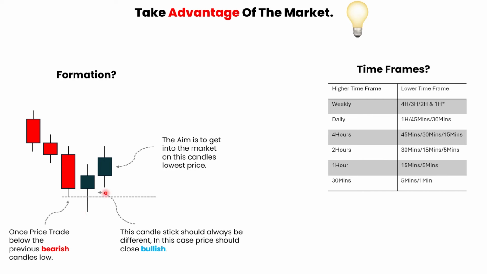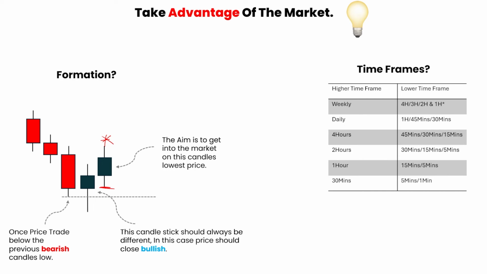So this candlestick should be different. In this case, we can see that we are bullish. So the formation says that we need to trade this candlestick low in the lower time frame. All in all, this candlestick will not be available at that moment. So we need to catch this low point here. So this is the formation.